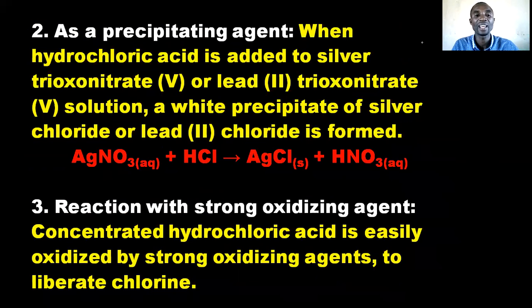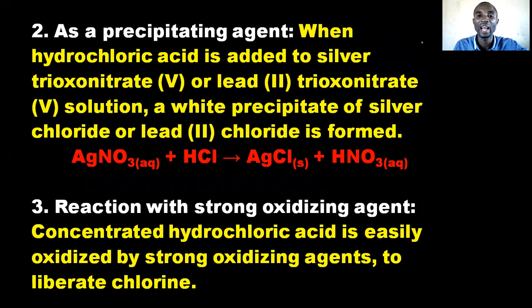Then, as a precipitating agent, we have discussed when hydrochloric acid exhibits as an acid. Now, as a precipitating agent, hydrochloric acid is added to silver trioxonitrate(V) or lead(II) trioxonitrate(V) solution. When it's being added, a white precipitate of silver chloride or lead(II) chloride is formed. We use this in the lab when we are doing our analysis. White precipitate of silver chloride will be formed.